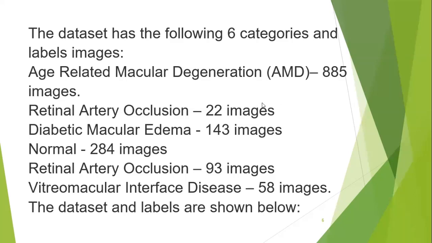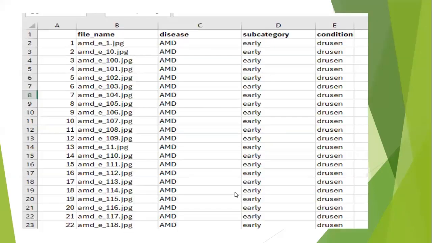The first one has about 885 images. The second one has about 22 images. And then diabetic macular edema has about 143 images. Then the normal images, and 93 images of retinal artery occlusion. The data sets are well labeled and they are shown.